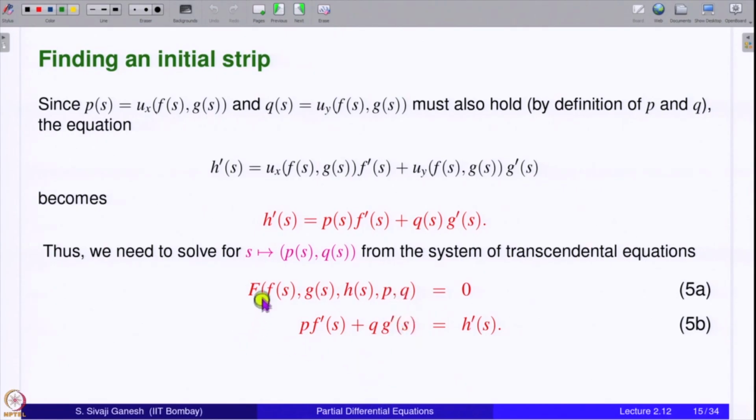So, now if you notice, f(s), g(s), h(s) are given. Therefore, f' is known, g' is known, h' is known. So, what it involves is p and q and a function of s. So, you can think of this as a function of (s, p, q) equal to 0, another function of (s, p, q) equal to 0, and you want to solve p, q in terms of s.